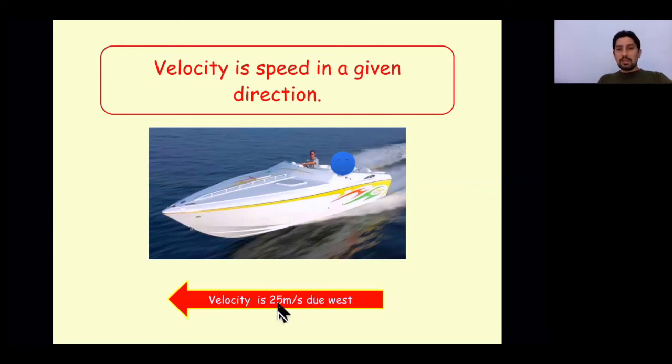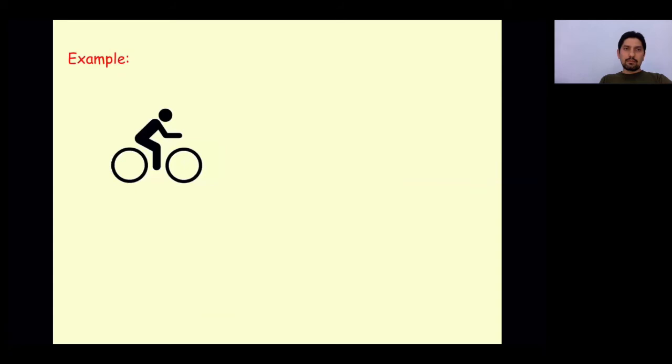Velocity is 25 meters per second due west. So you can see direction is added here. Because direction is added, we call this velocity. Yeah, 25 meters per second due west. So speed plus direction is velocity.